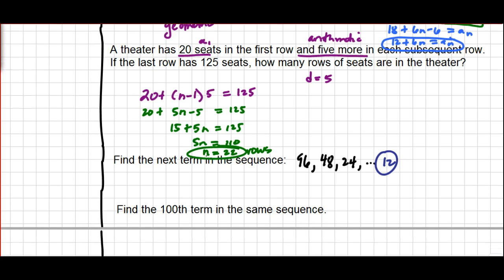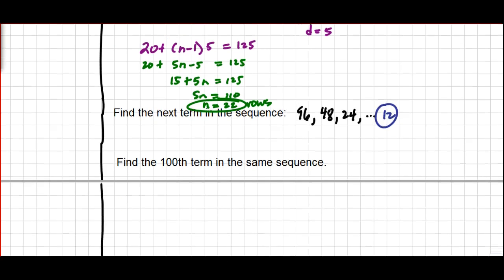If I want to find the 100th term in the same sequence, I definitely want to use the explicit formula there. First term is 96. I just found that the R value was a half. I'm raising it to the 100 minus 1 power. And when you do that, you're going to get a very small number. Your calculator is going to say about 1.5 times 10 to the negative 28th power.